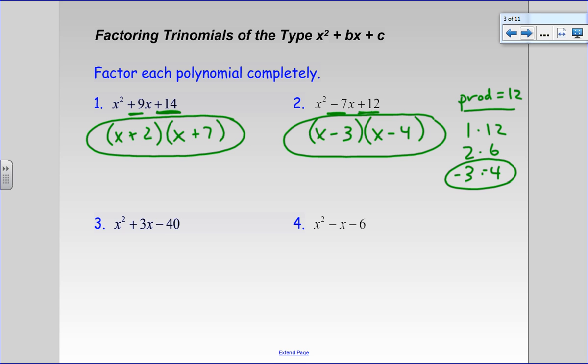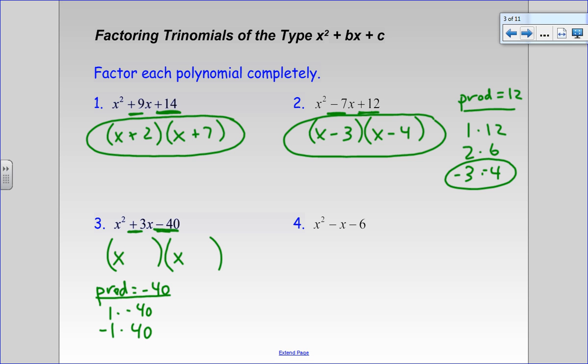What about example number 3? On example number 3, we again can start by making the first term of each binomial x. Now we actually have a product that is negative, not a sum that is negative, but a product of negative 40. And we want the sum to be positive 3. So let's think about product of negative 40. Well, in order to get a product that's negative, we can't have both factors be negative. What we need is one negative and one positive multiplied together, right? So we could have something like 1 times negative 40, or we could have negative 1 times positive 40.